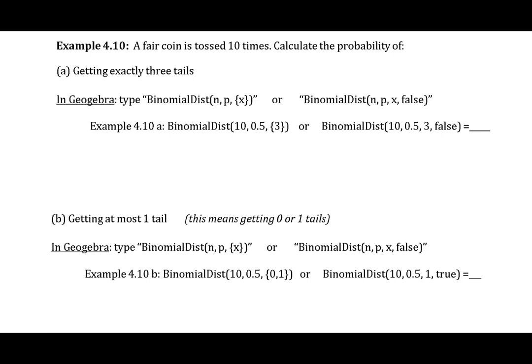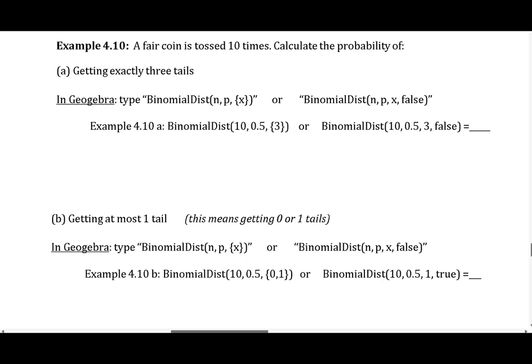Hello, we are working on binomial probability experiments, and we're going to look at how to calculate the probabilities using the binomial distribution function in GeoGebra. Example 4.10 from class says a fair coin is tossed 10 times. We want to calculate the probability of getting exactly 3 tails.